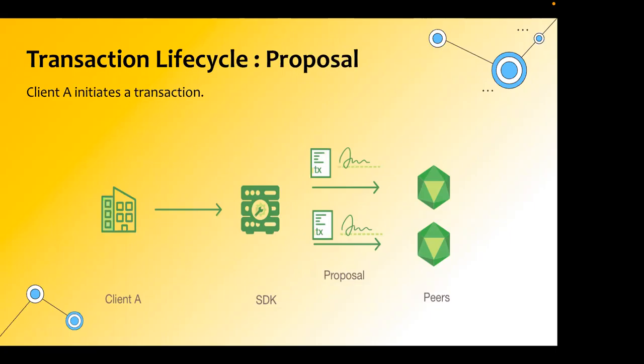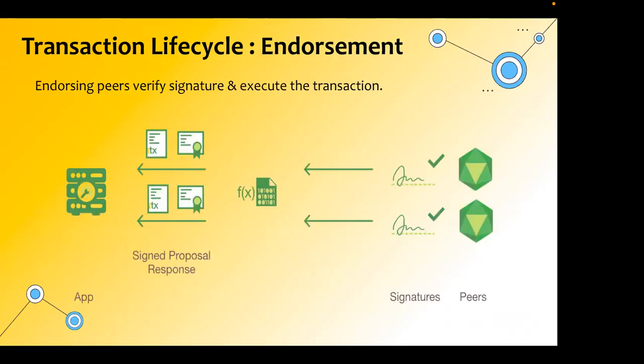After that, these are the peers, the endorsement peers. So here the endorsement will be happening. They will provide the endorsement, they will sign the transactions, the read and write set, and they will send it back as signed proposal responses to the SDK. This is the SDK.